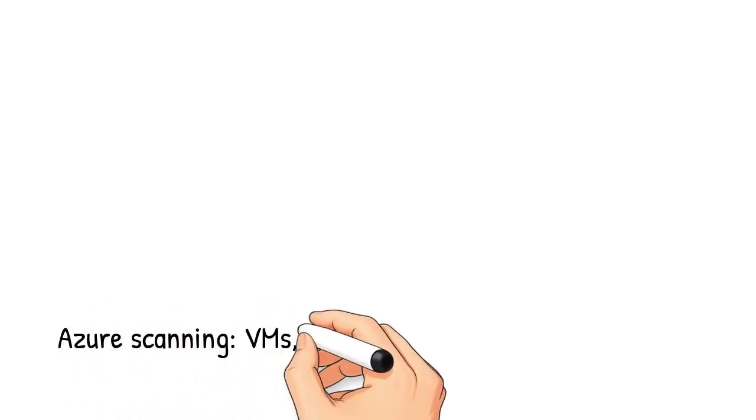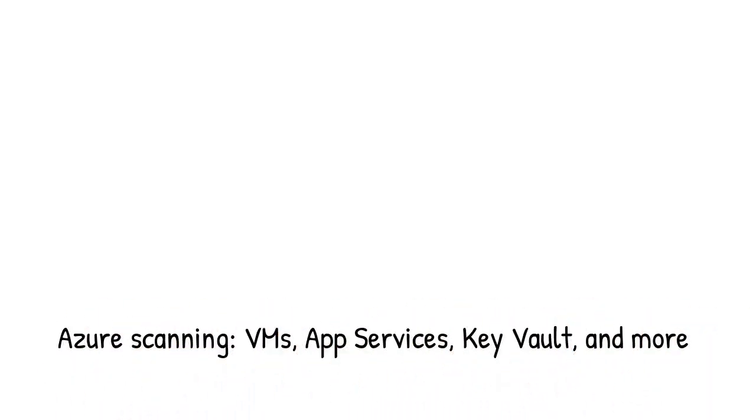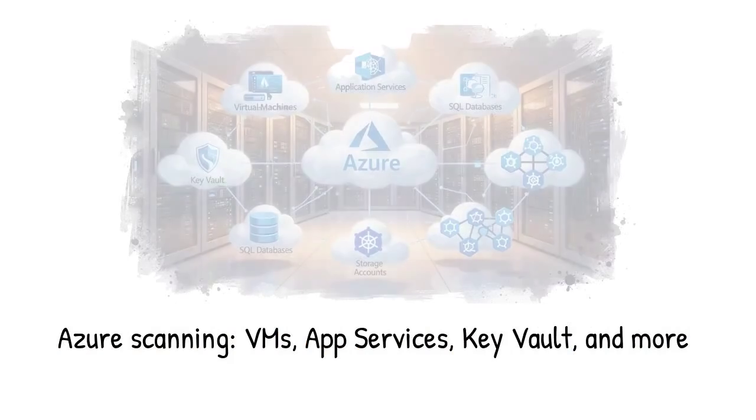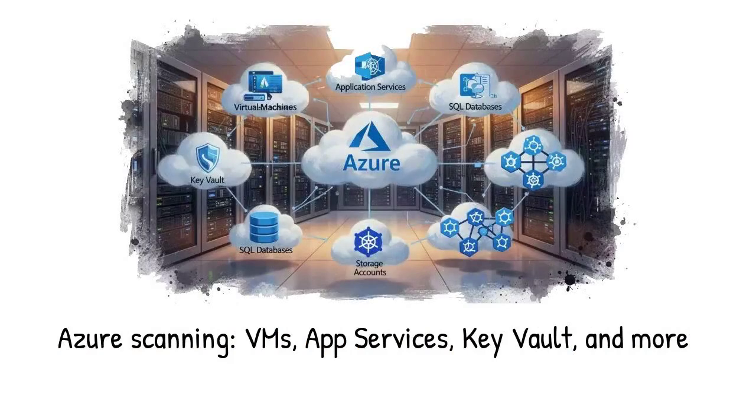Azure vulnerability scanning includes scanning for issues in virtual machines, app services, Key Vault, Azure SQL, storage accounts, and Azure Kubernetes Service, AKS clusters. These services are often targeted for misconfigurations and vulnerabilities if not properly secured.